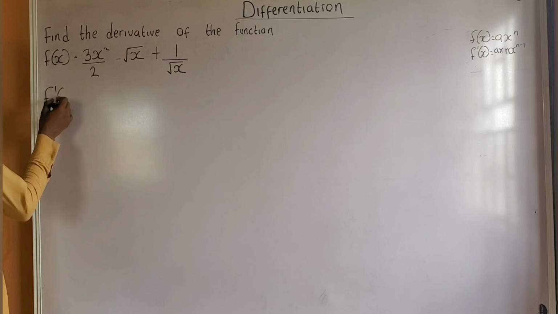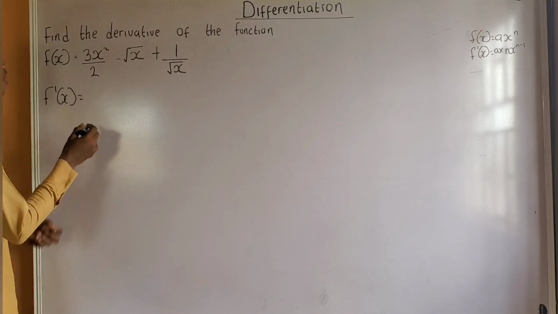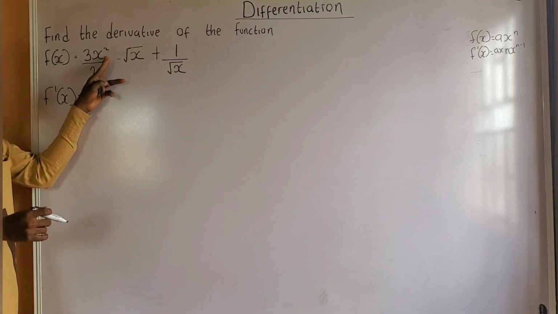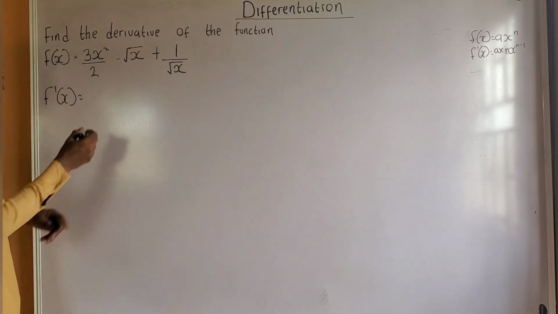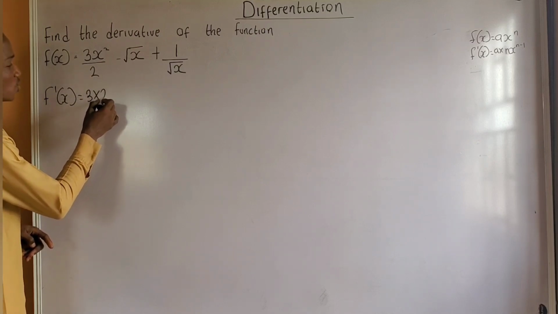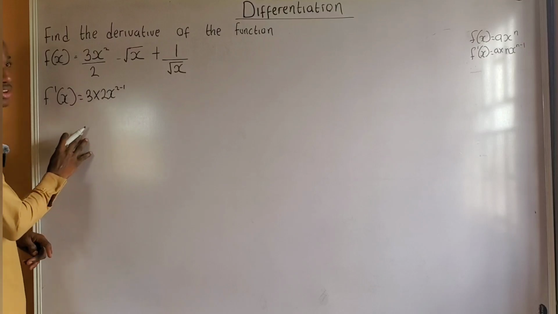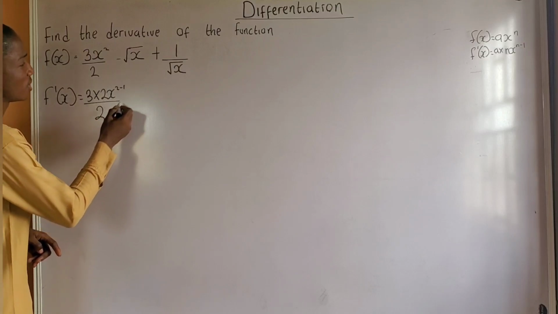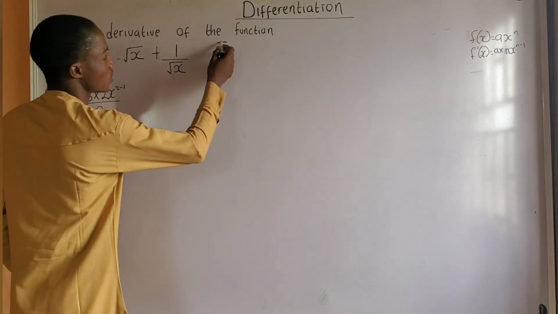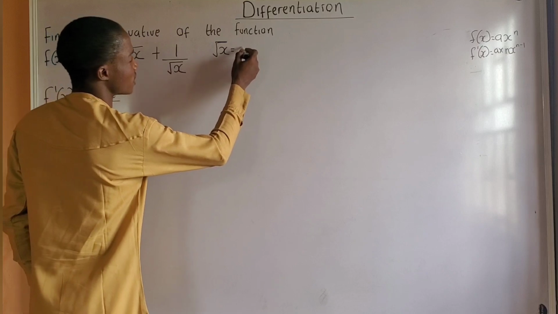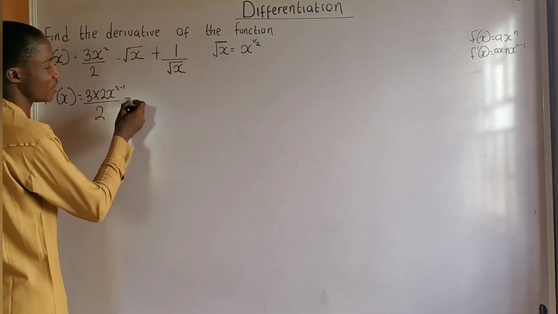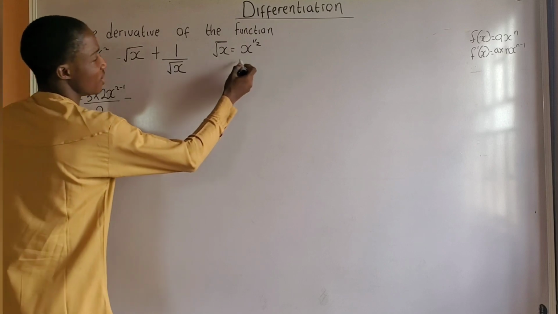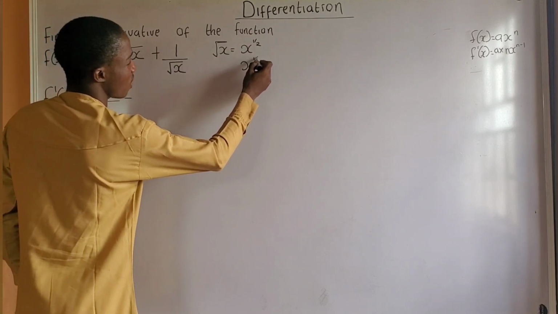The derivative of f(x) is equal to, now differentiate x². The derivative of x² is 2x, right? So I'm going to have 3 times 2x^(2−1), all over 2. Now, don't forget that the square root of x is what? x raised to the power of 1/2, right? So for this, I'm going to have minus x^(1/2).